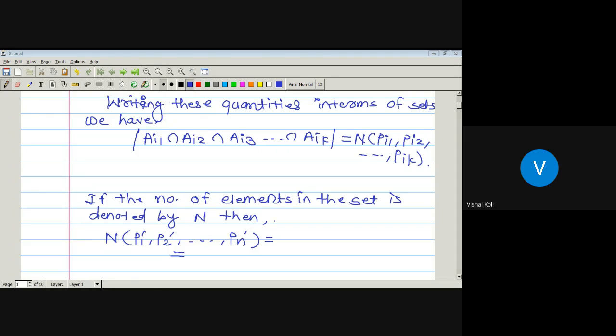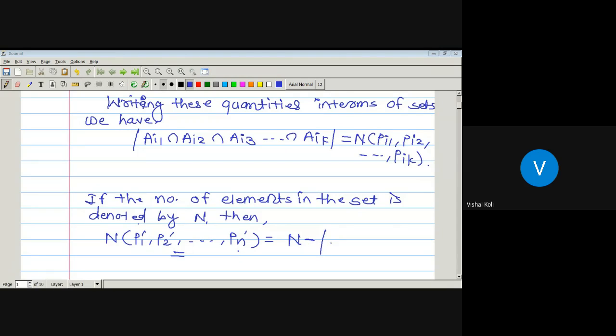Okay, actually the number of elements in the set is denoted by capital N. N of P1 dash, P2 dash, up to Pn dash denotes the number of elements with none of the properties P1, P2, up to Pn. So what is its value? Capital N, that is nothing but the total number of elements minus those with none of the properties, as n of P1 dash, P2 dash, up to Pn dash is nothing but the number of elements with none of the properties P1, P2, up to Pn.